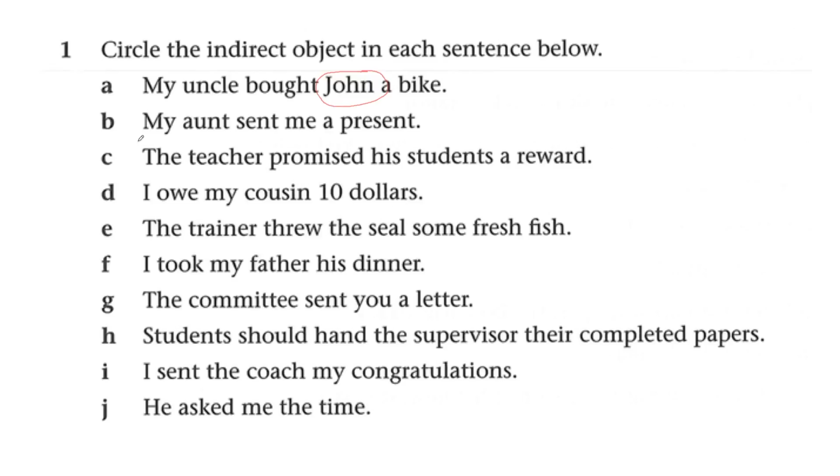Let's look at the second one. My aunt sent me a present. Again, sent is the verb. My aunt becomes the subject. Sent what? A present. Sent the present to whom? Me. Therefore, me becomes the indirect object in that sentence. See how you go with the remaining activities, and that about wraps it up for unit number 9.